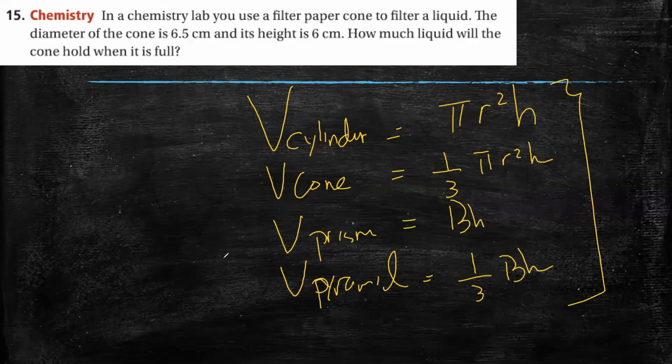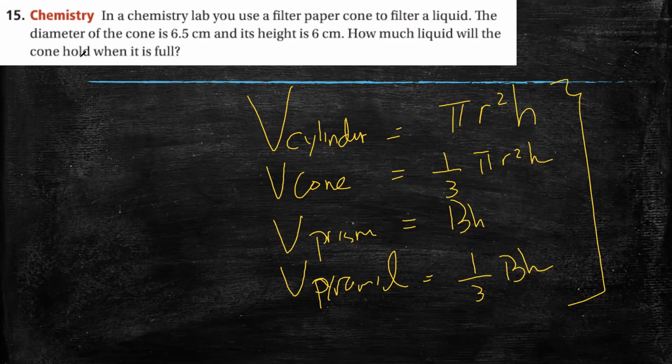So in this chapter, we learn five figures: how we can find the surface area of each figure, and how we can find the volume of each figure. The cylinder, the cone, the prism, the pyramid, and later on we will talk about the sphere.